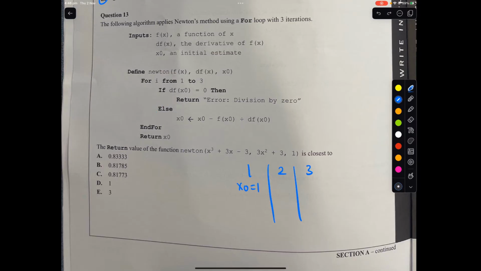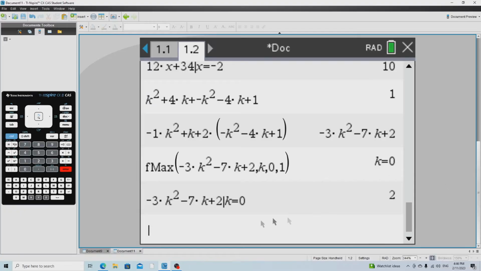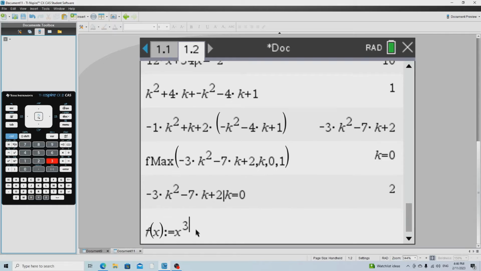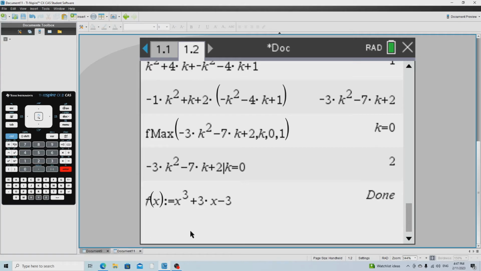So we can just say this is x1. x1 here is equal to x naught, which is 1, minus f of 1 over f dash of 1. Let's find out. So let's define f of x as the function x to the power 3 plus 3x. Is that a minus? Okay, that's a -3. So we get this defined function. So we've defined it, and first we want to find what's f of 1.